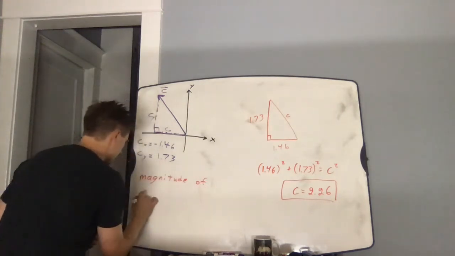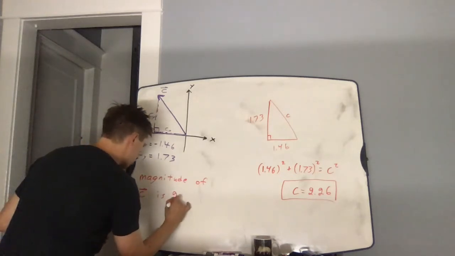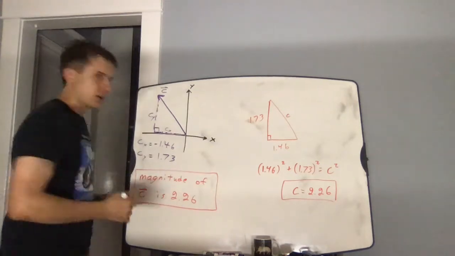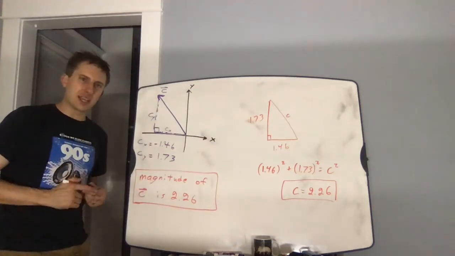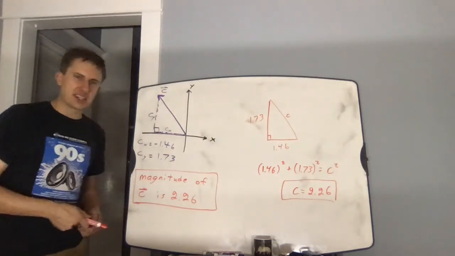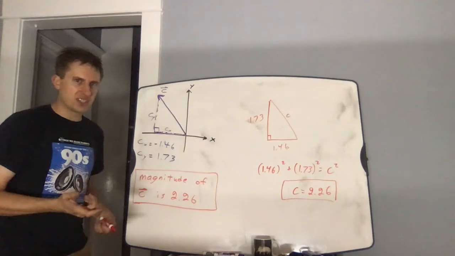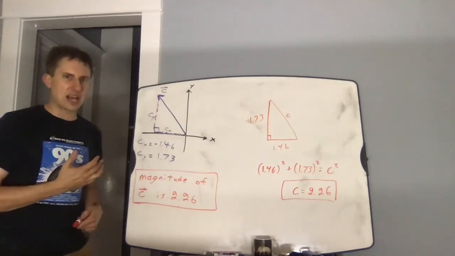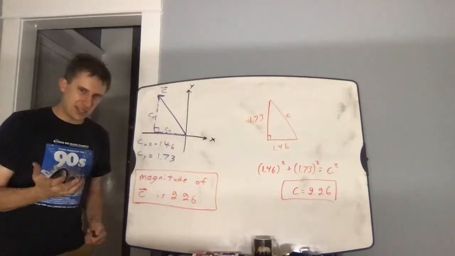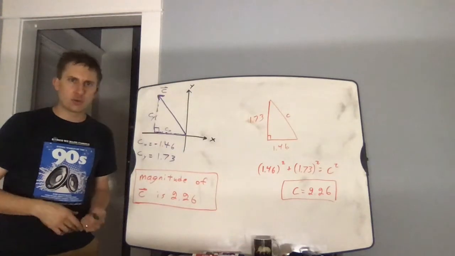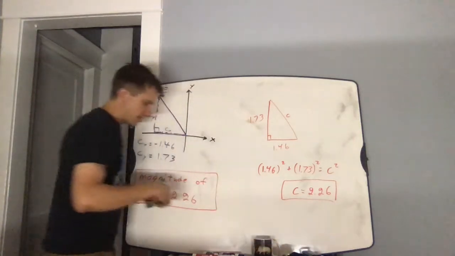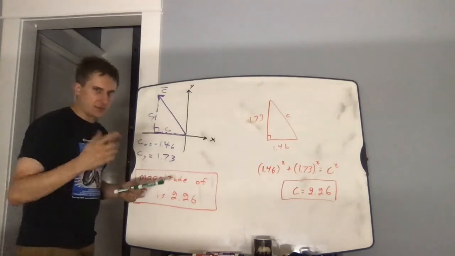The magnitude of vector C is 2.26. Great, we found one of the two things that the question is asking us to find. The other thing that the question is asking us to find is what angle does the vector make in relation to the positive x-axis? I want to explicitly mention here that when a question is worded like this, they mean assume you are initially aligned with the positive x-axis.